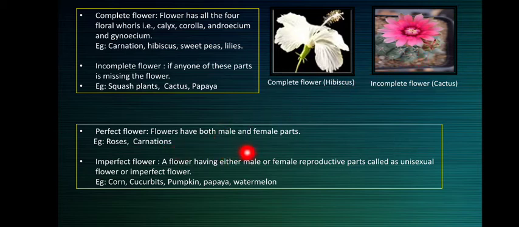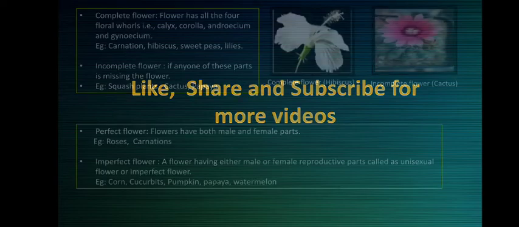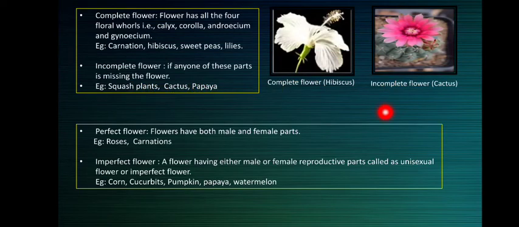Perfect flower and imperfect flower. If the flowers have both male and female parts, then those flowers are called perfect flowers. Examples: roses, carnations. Imperfect flower: a flower having either male or female reproductive parts is called a unisexual flower or imperfect flower. Examples: corn, cucurbits, pumpkin, papaya, watermelon, etc.